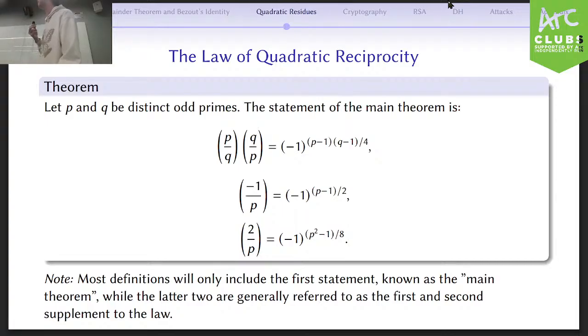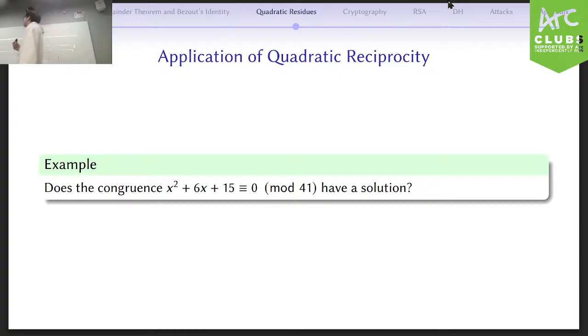There are a bunch of proofs, but probably the easiest one uses something called Euler's criterion, which gives you an expression for the Legendre symbol. I forgot the details, but it's in the appendix if you're interested.